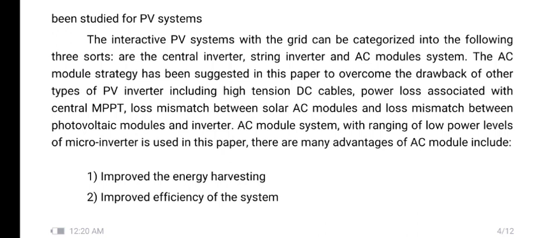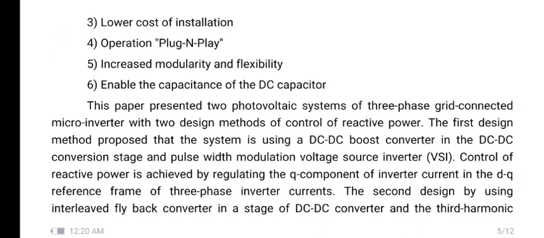There are many advantages of AC module, including: 1. Improved energy harvesting. 2. Improved efficiency of the system. 3. Lower cost of installation. 4. Operation, plug and play. 5. Increased modularity and flexibility. And lastly, enabling the reduction of the DC capacitor capacitance.